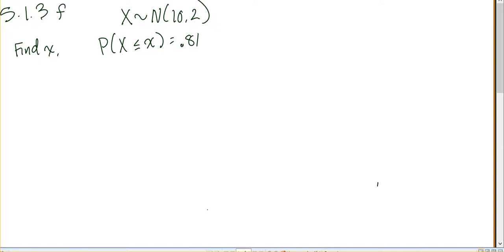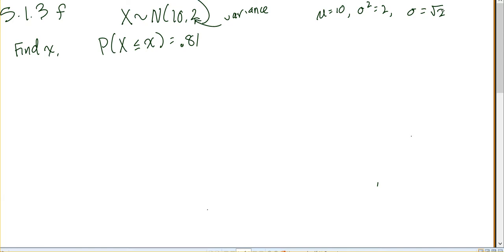This is 5.1.3f, and we're told we have a random variable x, which is normally distributed with a mean of 10 and a variance of 2. Now in our textbook, they always put the variance part second, so this is always the variance, not the standard deviation, which means that our standard deviation, okay, let's see. So if we're looking at this, this means that my mean, mu, equals 10, my variance equals 2, so my standard deviation equals the square root of 2.